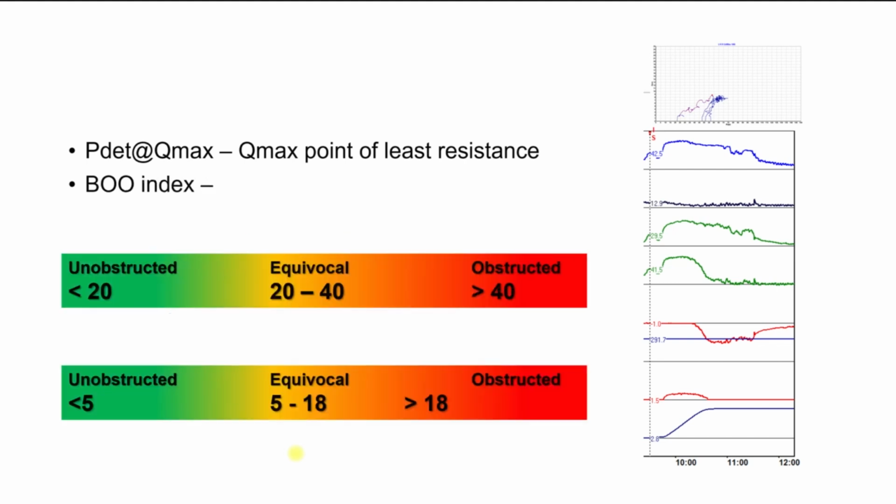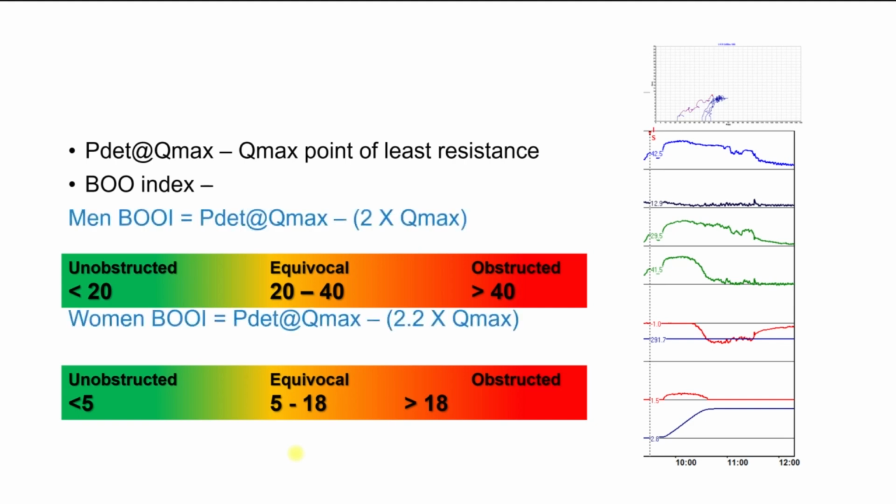The situation is more clear in assessing bladder outlet obstruction. There is a bladder outlet obstruction index for men, which we all know for a long time: P det Qmax minus 2 times Qmax. And we all know very well a value of less than 20 refers to unobstructed, 20 to 40 equivocal, and more than 40 definitively obstructed. In women, also P det Qmax minus 2.2 times Qmax defines bladder outlet obstruction. A value of less than 5 is unobstructed, 5 to 18 equivocal, and more than 18 is obstructed. So we can see both are similar formulae, but the cutoffs are different.